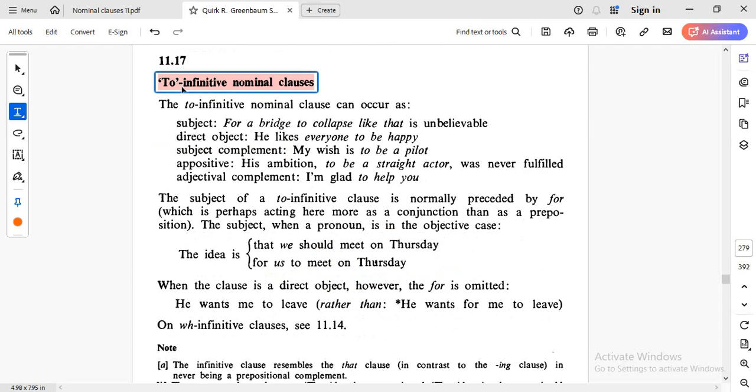Another type of nominal clauses, to-infinitive nominal clauses. We have to plus a verb in the base form. For a bridge to collapse like that is unbelievable. So here, for a bridge to collapse like that, it contains the to-infinitive form. That's why it is the to-infinitive nominal clause functioning as a subject. Is a verb and unbelievable is a subject complement.